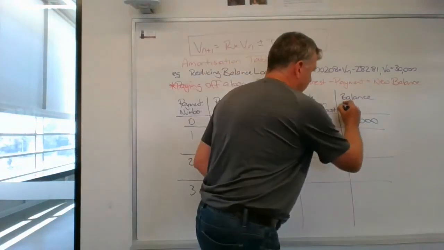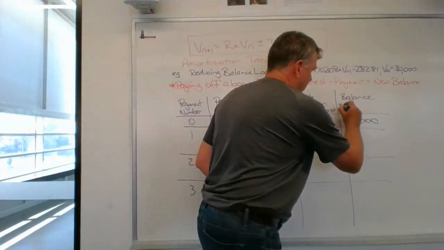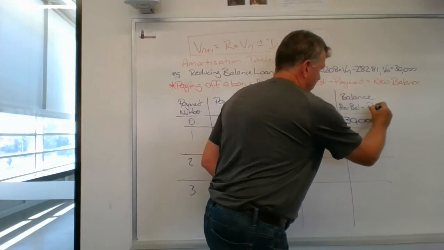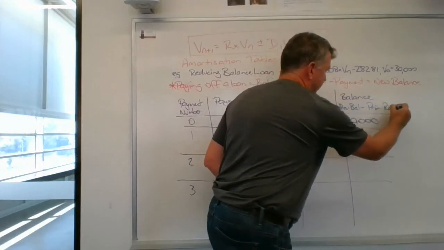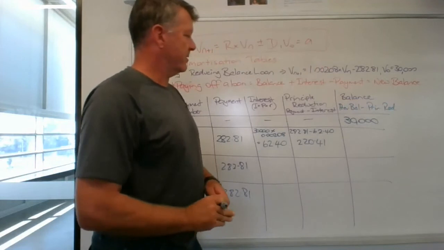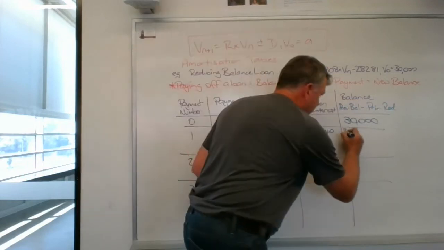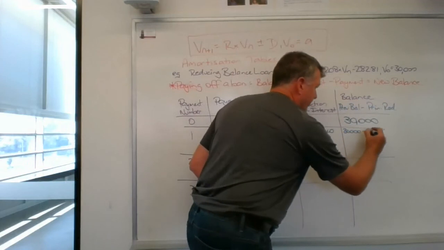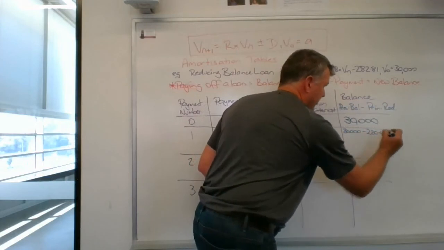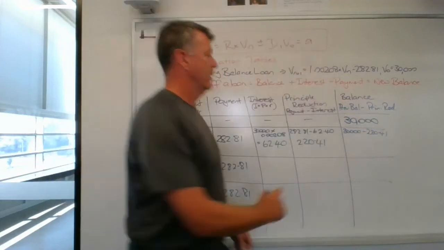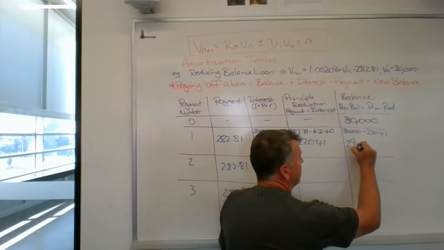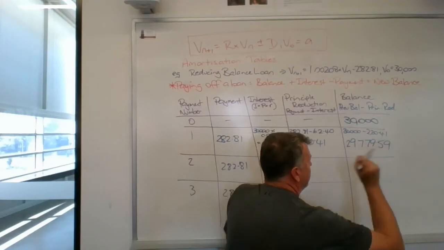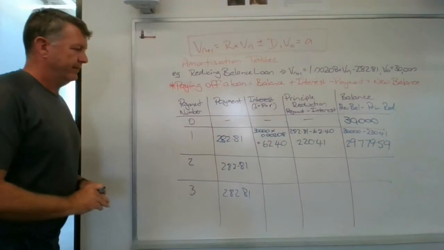So the balance is now equal to the previous balance minus the principal reduction. So it's 30,000 minus $220.41, which comes to $29,779.59.